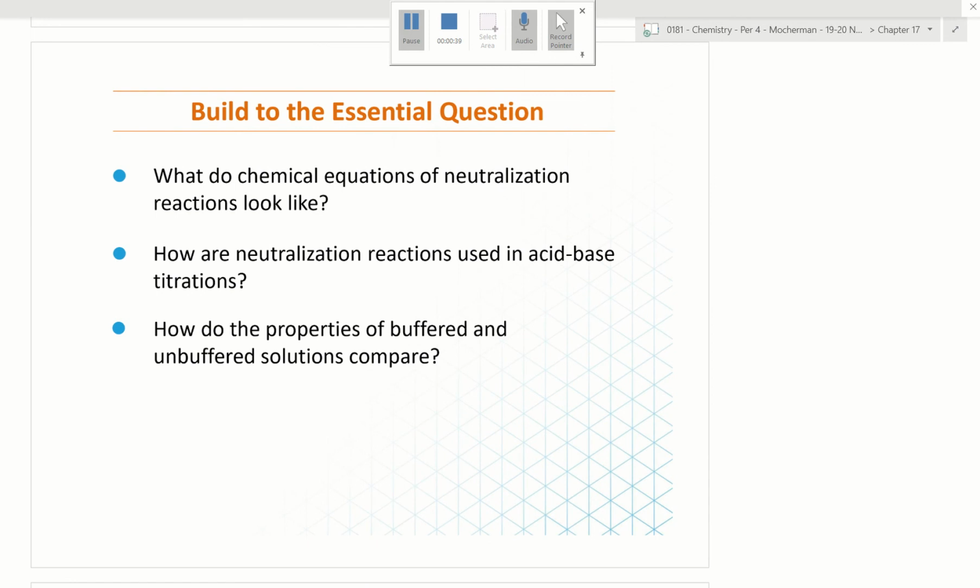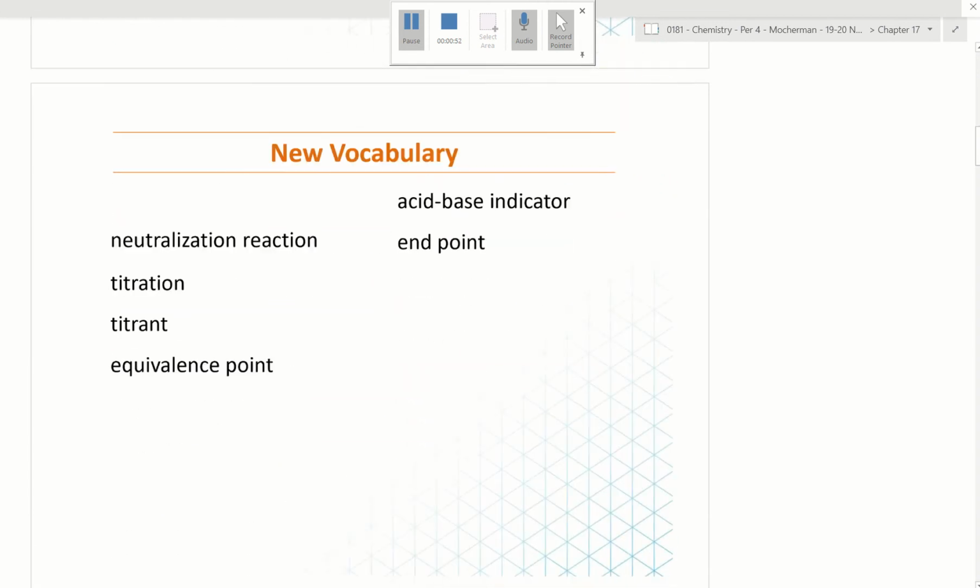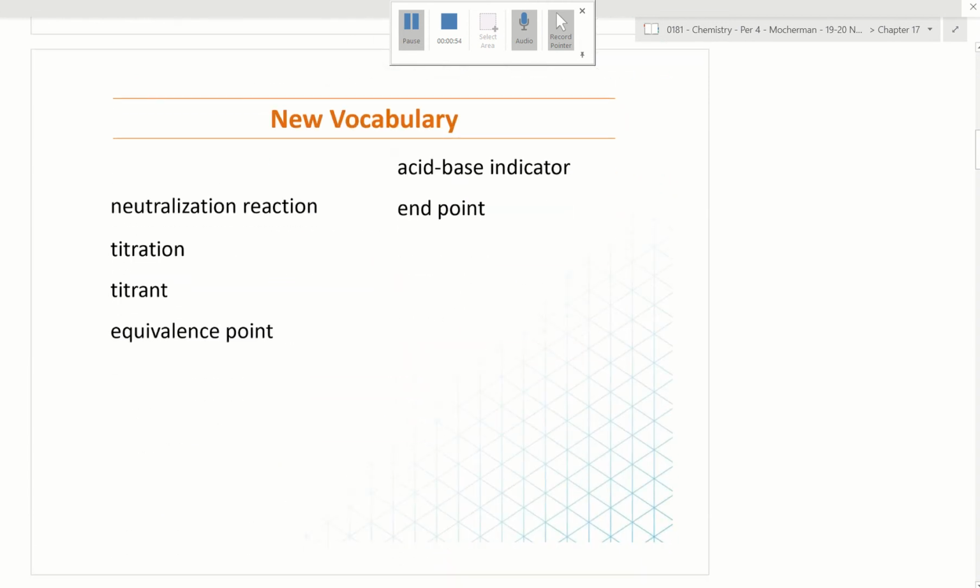So we're going to talk about chemical equations of neutralization and how these reactions are used in acid-base titrations. And then buffered systems, we decided to cut that so we can just skip that right there. Here's the new vocab that you're going to be dealing with: neutralization reaction, titration, titrant, equivalence point, acid-base indicator, and endpoint.